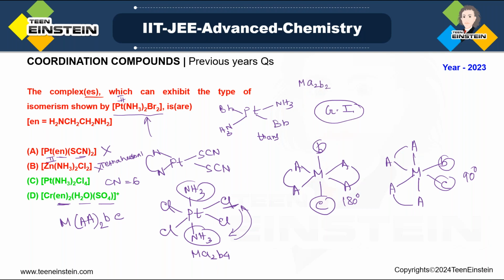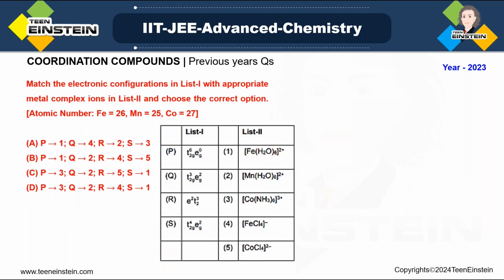Okay, we'll go to the next question. Match the electronic configuration which is given in list 1 with appropriate metal complex ions given in list 2. And here we have some information. Atomic numbers of these three metals are given: 26, 25, 27. Why is it given? It is given because it will help you to write the electronic configuration.